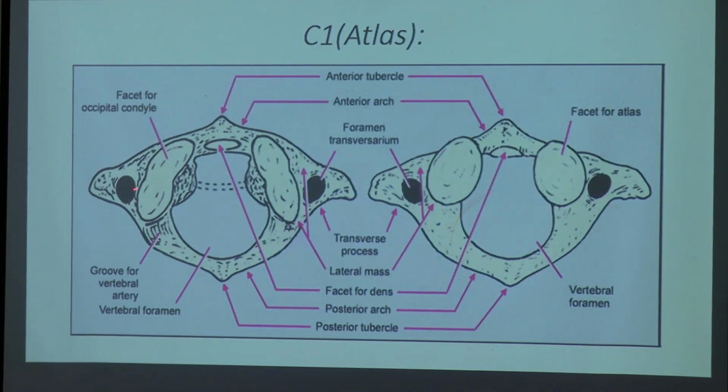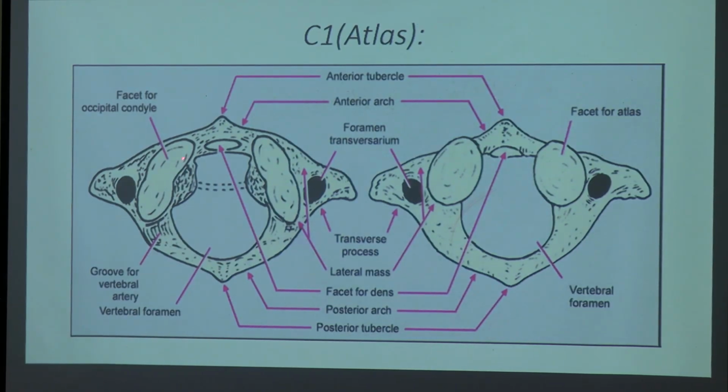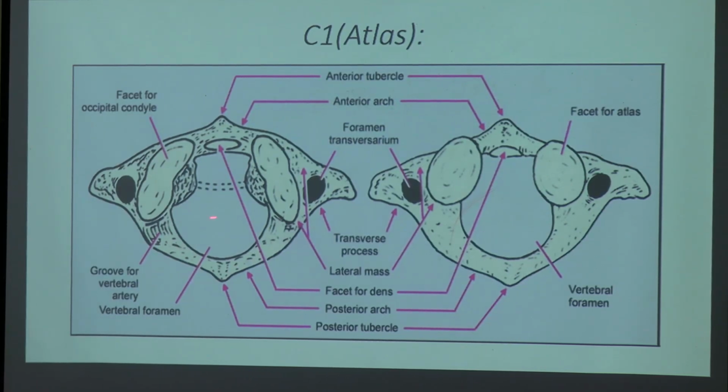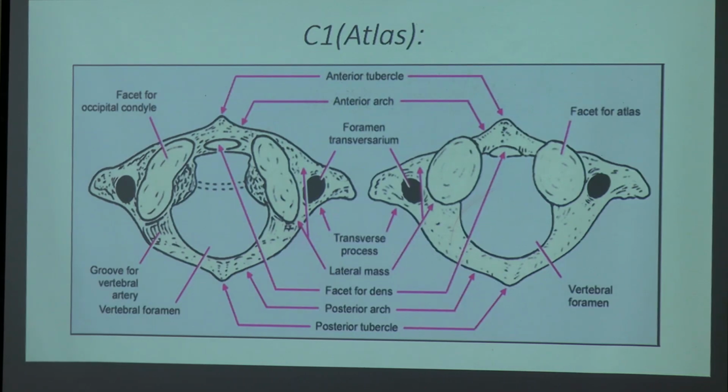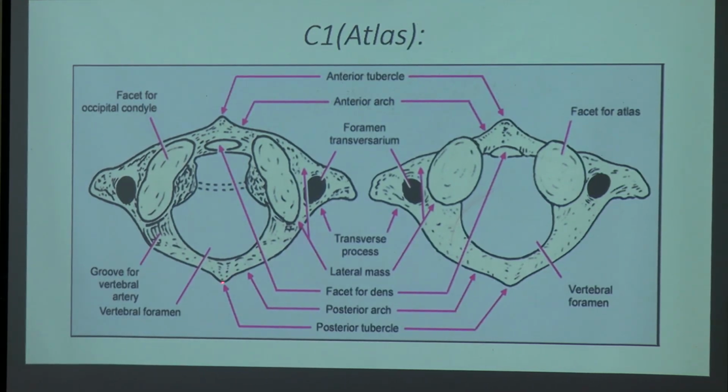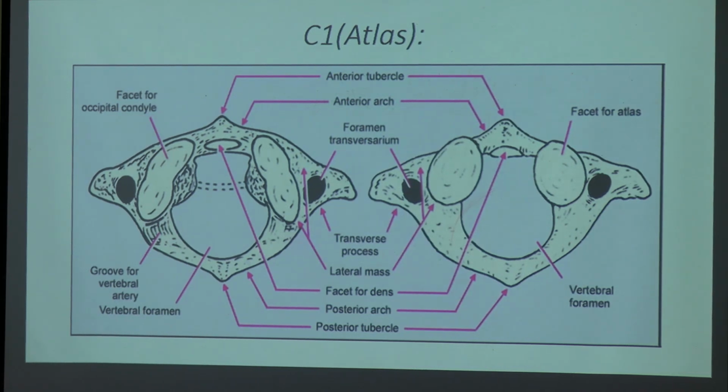What are the parts? This one is the facet for occipital condyle. Where is the occiput? Above. Right. This is your facet for dens. Which bone is the dens on? Dens is a part of C2, that is axis, also known as odontoid process. This is your anteriorly placed elevation, also known as anterior tubercle. This one is known as posterior tubercle.